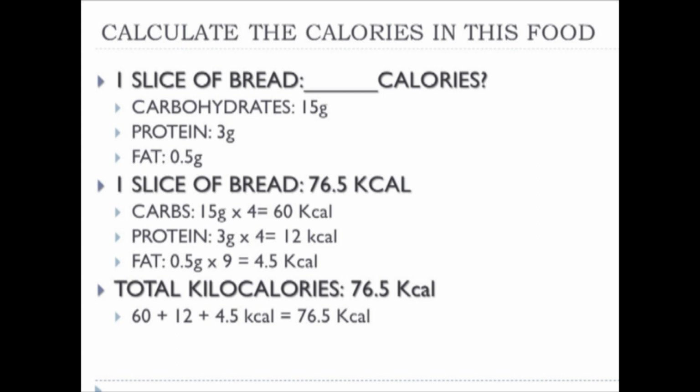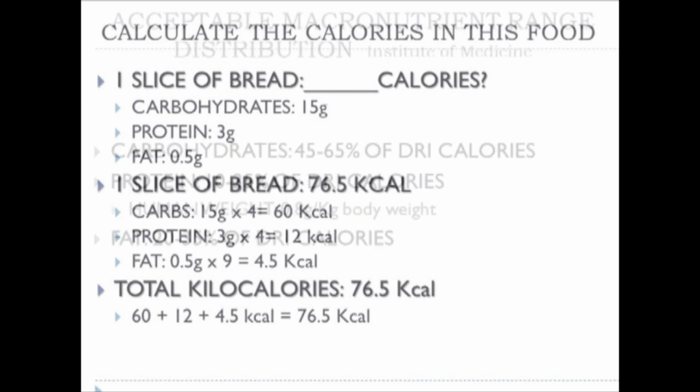How do we determine that? Well, 15 grams of carbohydrate, if we consider 4 calories for every gram, means that there are 60 carbohydrate calories in that bread. Since protein has 4 calories per gram and there are 3 grams of protein, 3 grams times 4, 12 kilocalories. And since 1 gram of fat has 9 calories and there are 0.5 grams, 0.5 times 9, 4.5. So when we add them all up, 60 plus 12 plus 4.5, we get 76.5 calories.